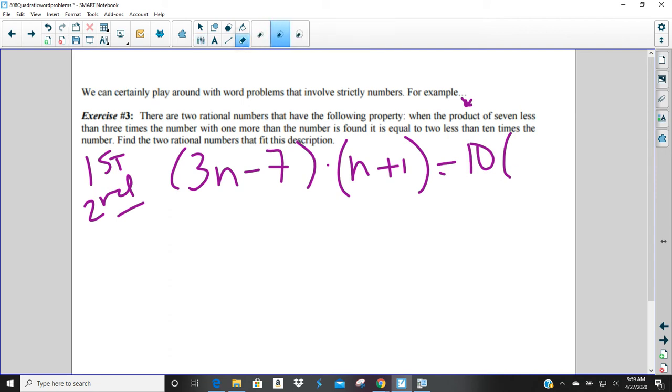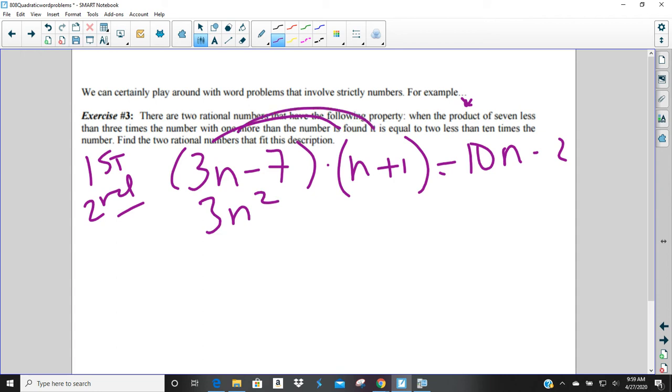2n, sorry, I'm going to change this, 10n minus 2. Okay, so let's start distributing, FOILing the left-hand side. So we're left with 3n squared plus 3n minus 7n minus 7 equals 10n minus 2.